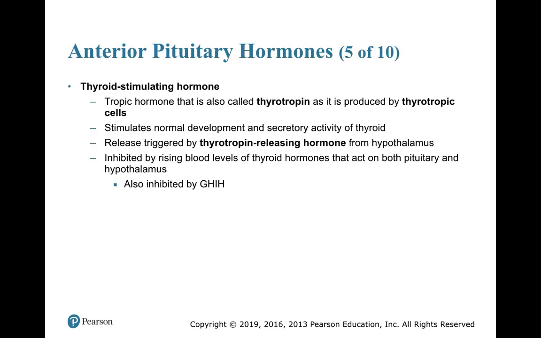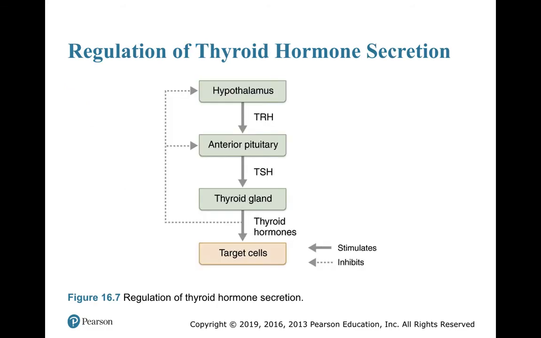Thyroid stimulating hormone is a tropic hormone that is also called thyrotropin, and it's produced by thyrotropic cells. It stimulates normal development and secretory activity of the thyroid, released when thyrotropin-releasing hormone triggers it from the hypothalamus, and it's inhibited by rising blood levels of thyroid hormone, and they would act on the pituitary and the hypothalamus. It is also inhibited by growth hormone inhibiting hormone.